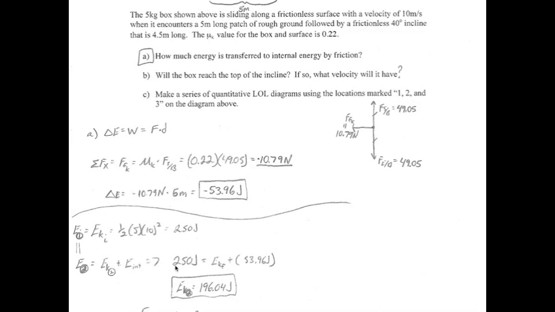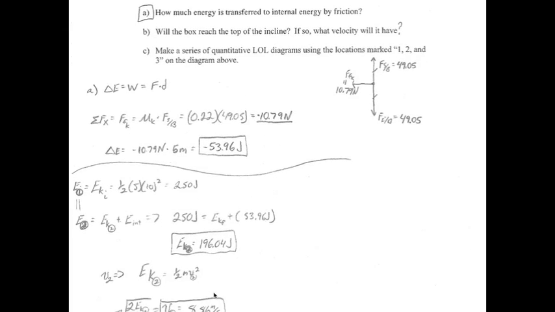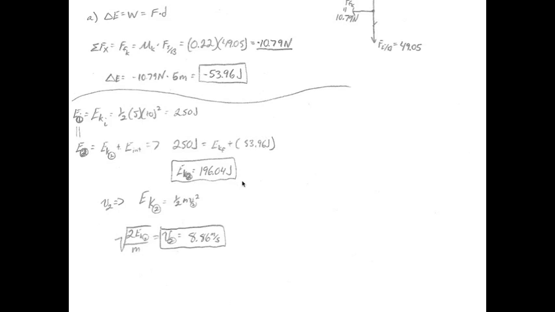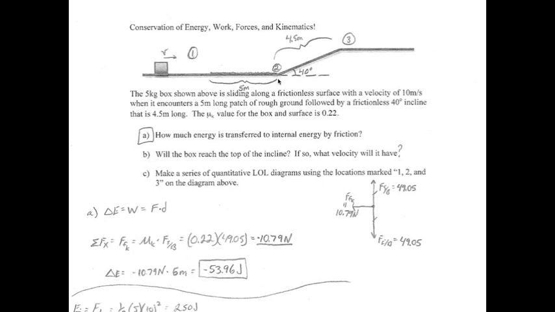So mathematically we can say 250 joules is equal to the kinetic energy, and we're at point 2 now, at point 2, plus the energy dissipated by friction, or the energy transferred to internal energy by friction. And so we find the kinetic energy of the box at point 2 after doing this subtraction as 196.04 joules. Okay, so knowing that we have 196.04 joules of kinetic energy, we can now find the velocity of the block right before it's going to get on the incline, this 40-degree incline.